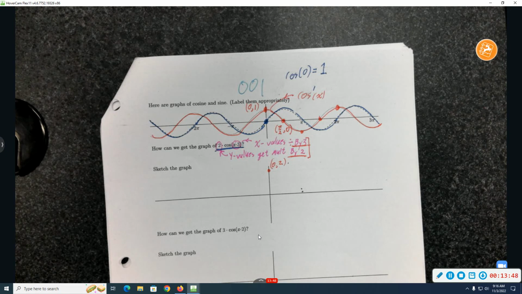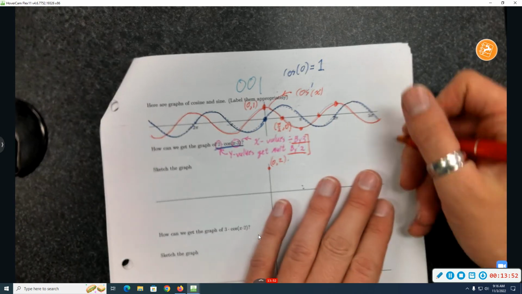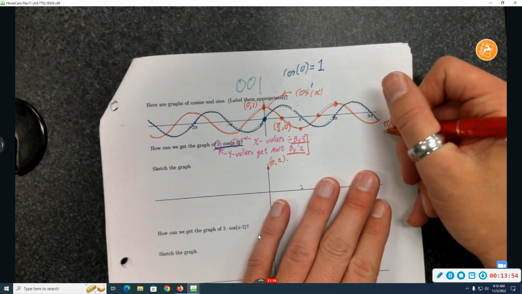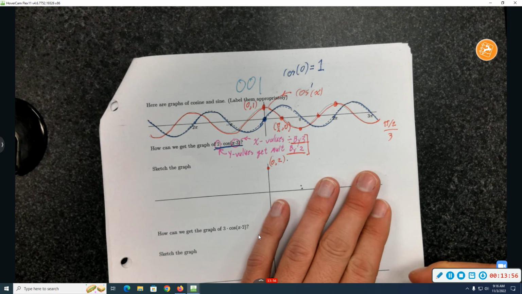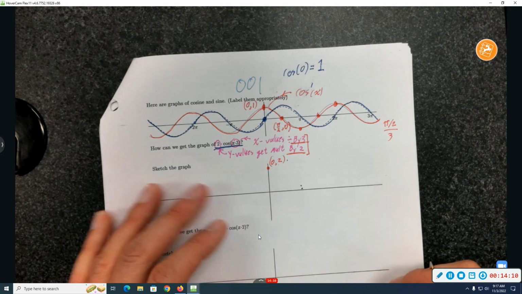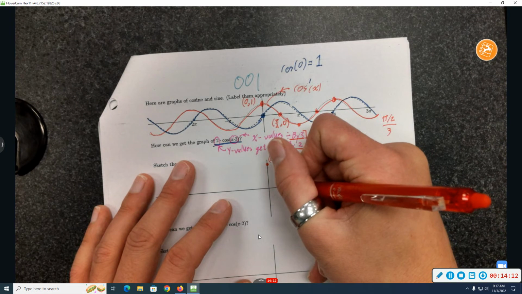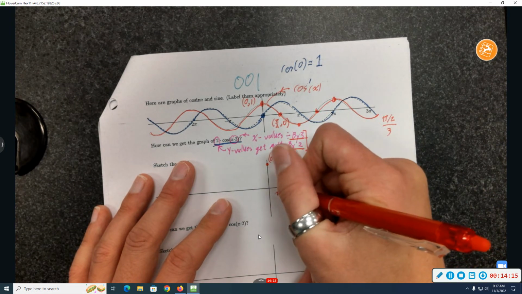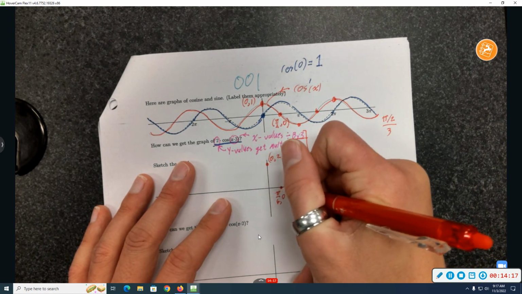Well, the x value gets divided by 3. So the x value will be pi over 2 over 3. What's pi over 2 over 3? If I divide something by 2 and then divide it by 3, that's the same as dividing by 6. So I see this point right here at pi over 6 comma 0.